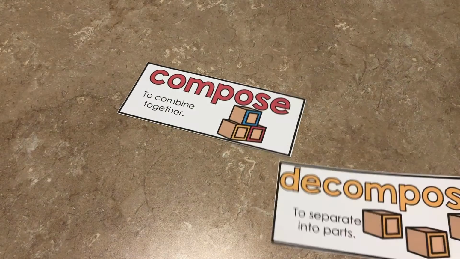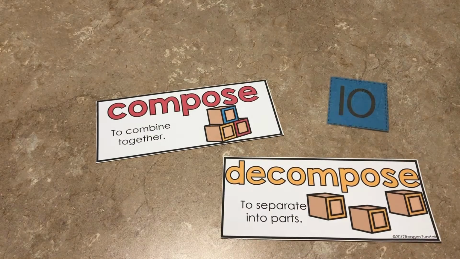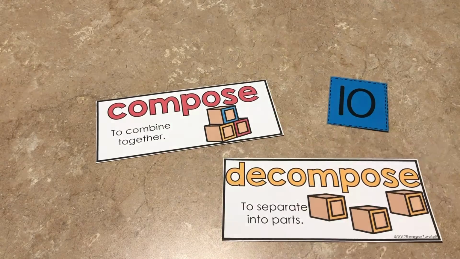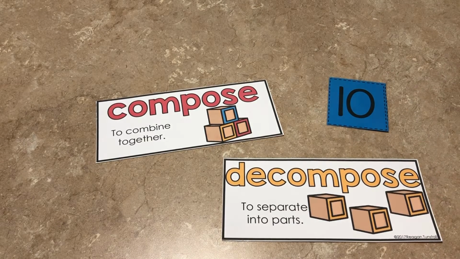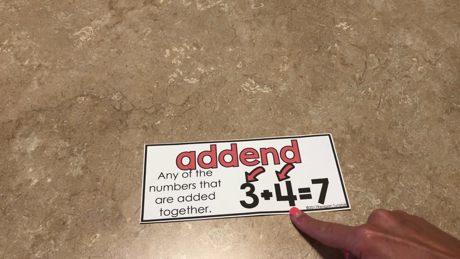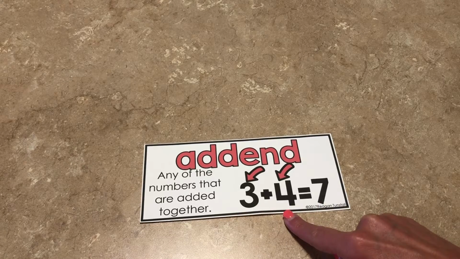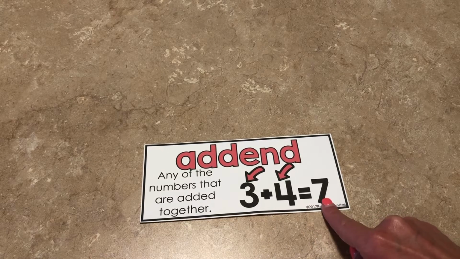Over the last couple weeks, we have been working together to compose and decompose the number 10. Remember, when you compose, you are combining or putting together two parts. When you decompose, you start with that whole number of 10 and you separate it into two parts. The parts that are added together to make 10 are called add-ins. When you add together the add-ins, it's going to equal the whole number.